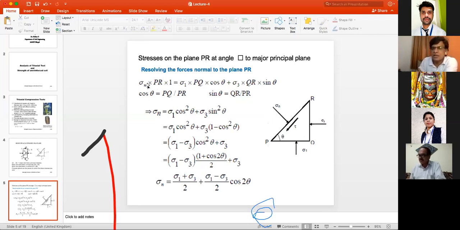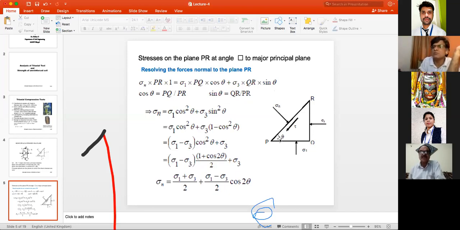So sigma n multiplied by PR, that is the failure envelope length, multiplied by 1, is equal to sigma 1, which is acting leftward. The area is nothing but PQ, and resolving normal to this, that is nothing but cos theta. Then the other force acting upwards is sigma 3, acting on the QR area. When you resolve it, it becomes sin theta.